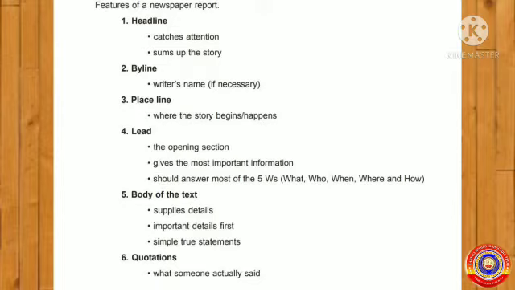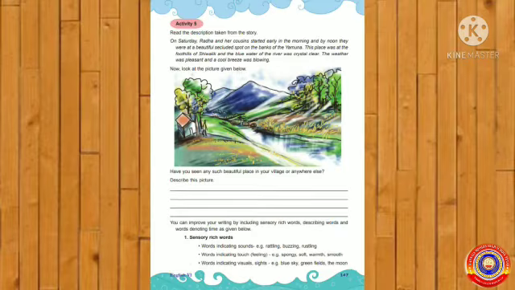Fifth one, body of the text. It includes supporting details, important details first, simple true statements. Then the sixth one, quotations. It includes what someone actually said. So these are the features of a newspaper report. With the help of this, you have to write a newspaper report.